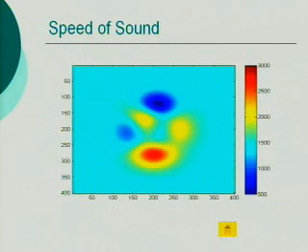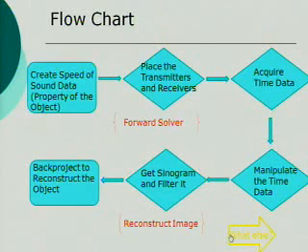And this is just the projection of the previous picture on the xy plane. Again, x and y values represent its spatial location, and the different colors represent different speeds of sound. After we have the speed of sound data, we can place the transmitters and receivers in order to acquire time data.